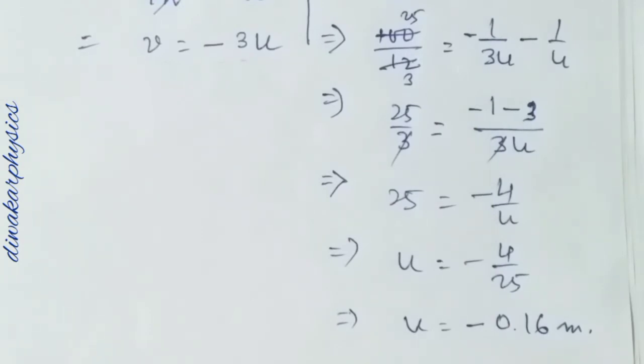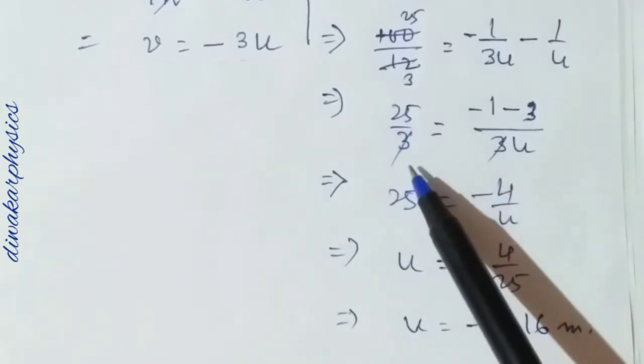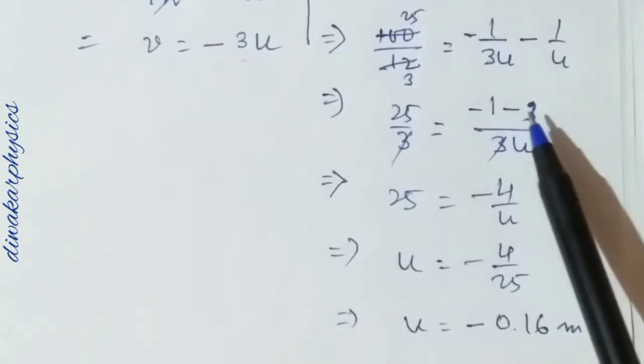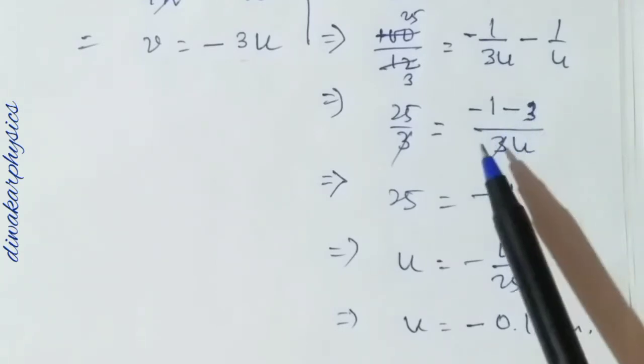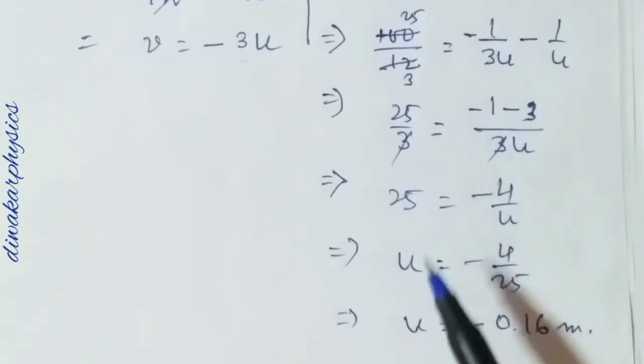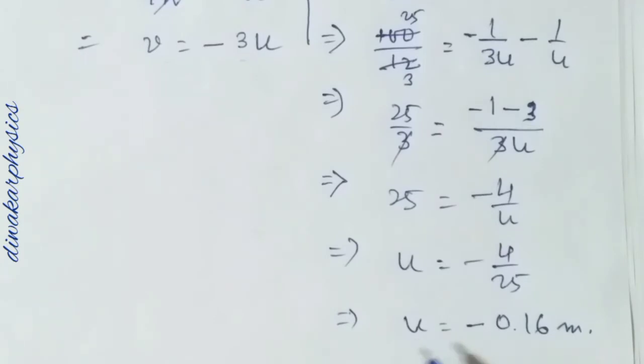So solving this, we will get 25 by 3 minus 1 minus 3 by 3u. Cancel 3 and solve this. You will get u is equal to minus 0.16 meter. Okay, so the object should be placed at a distance of 0.16 meter in front of the lens. So u is always negative, so you have got a negative value. Correct.